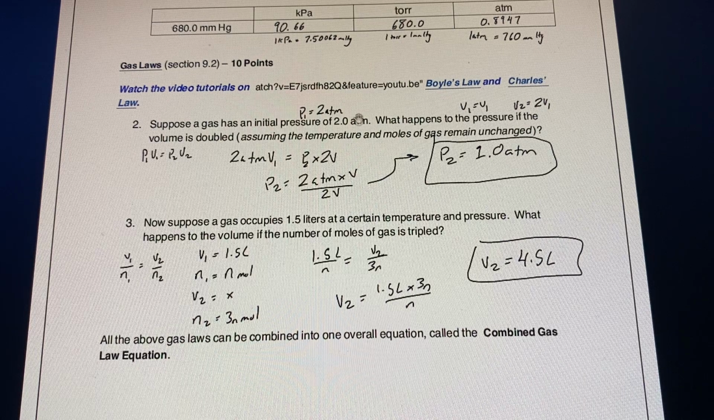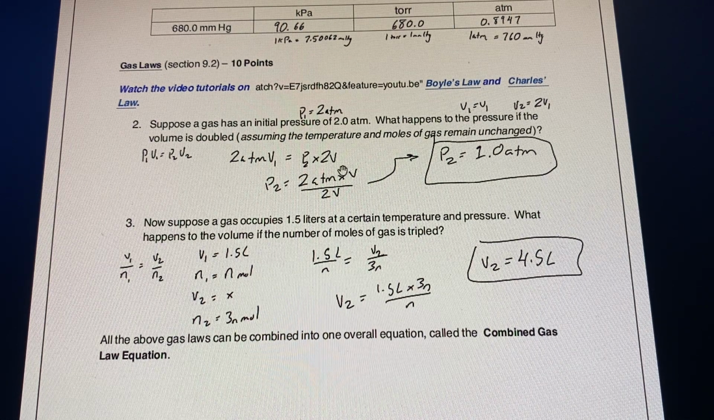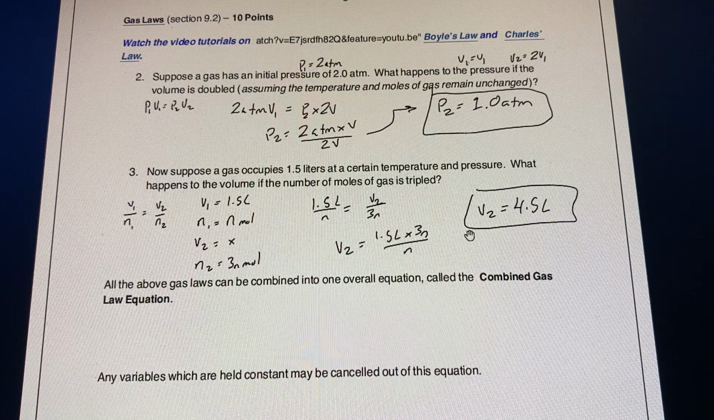We know that the given here is that P1 is equal to 2 atmospheres. For V1, we're just going to have V1, the initial volume, and we know that the volume is doubling, so volume 2 will be 2 times V1. We plug those known values into our equation, and we get 2 atmospheres times V1 is equal to pressure 2 times 2V1. The second pressure is 2 atmospheres times V1 over 2V1. The V1s cancel out, so we get 1 atmosphere.